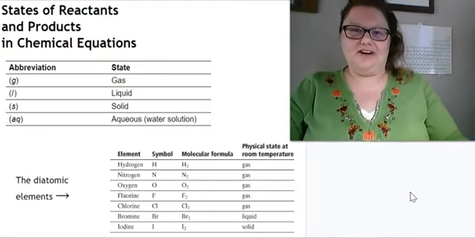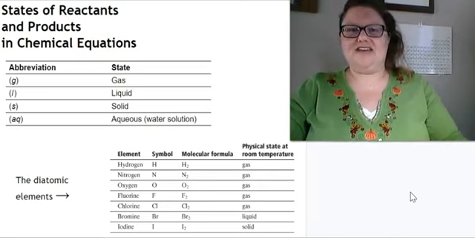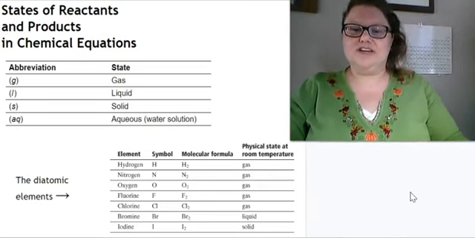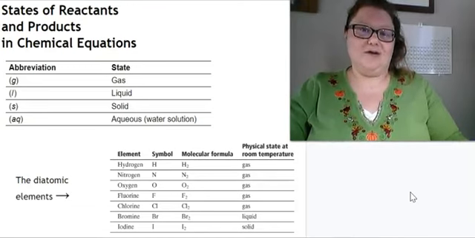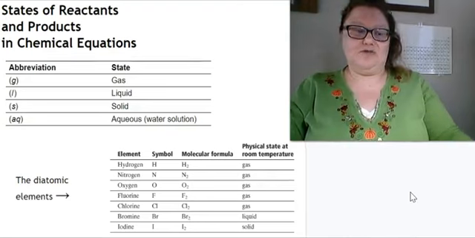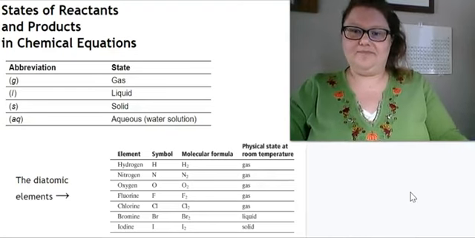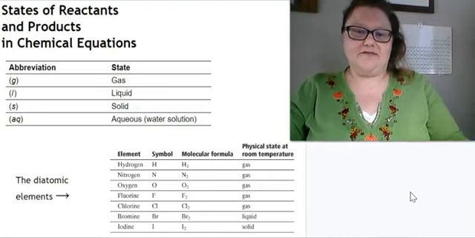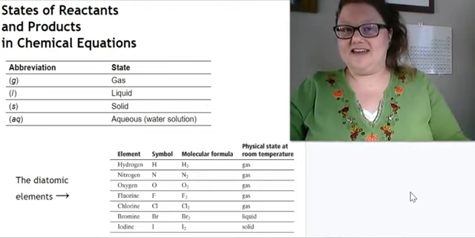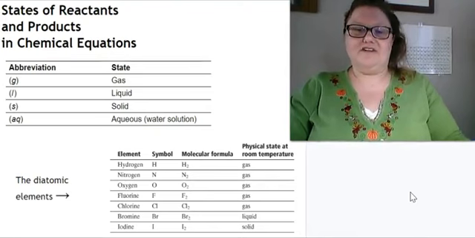It's so important that you recognize these in a chemical equation, because if you're writing the formulas, you need to write the diatomics when they're there, or else you're not going to get the correct numbers that you're looking for down the road. The physical state of matter for each of these diatomics is also listed on the far right. And so that's a handy chart to reference when you're writing these symbols.